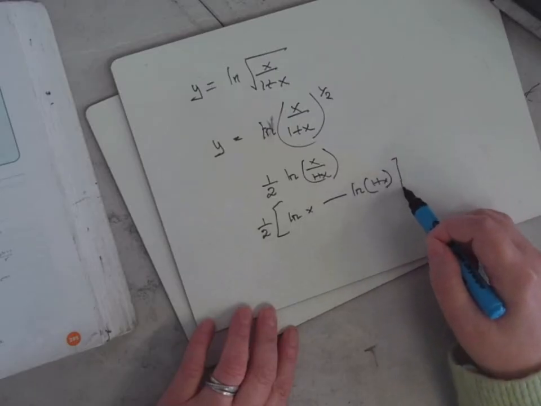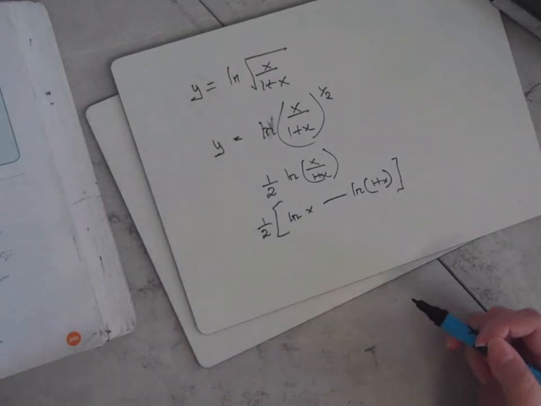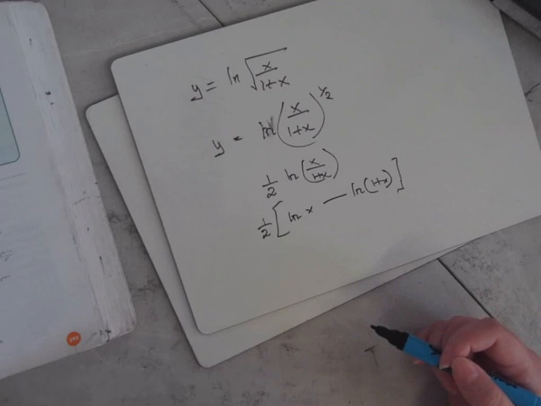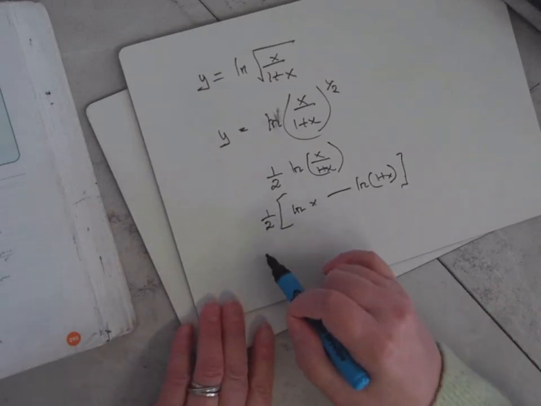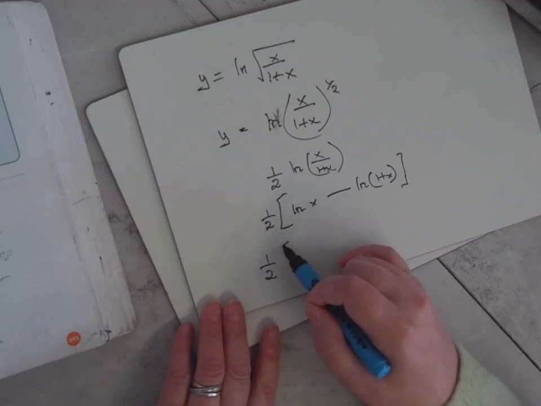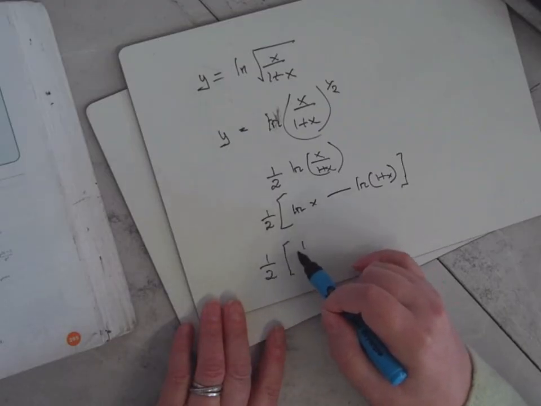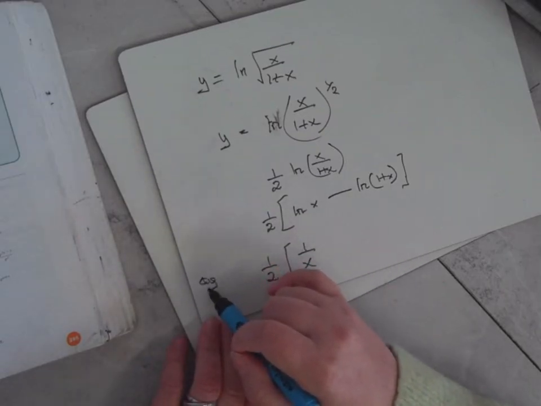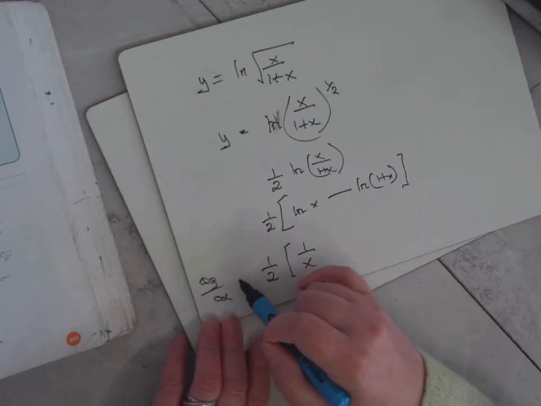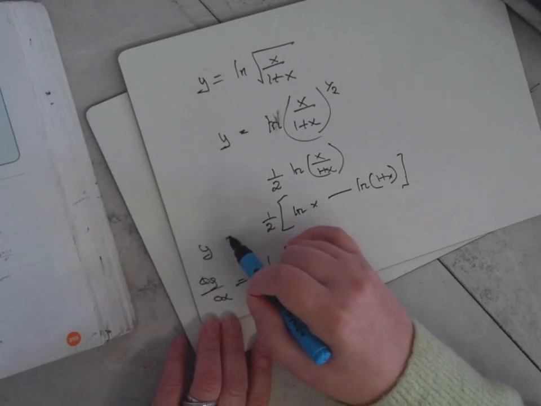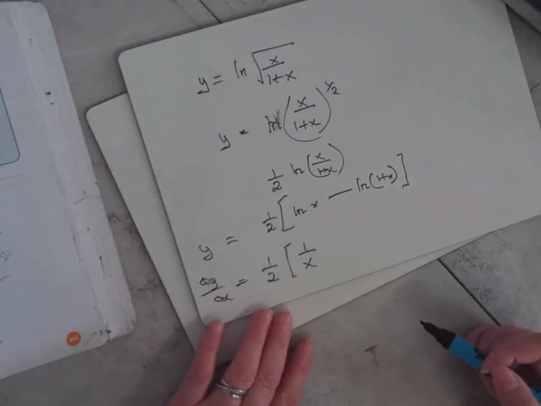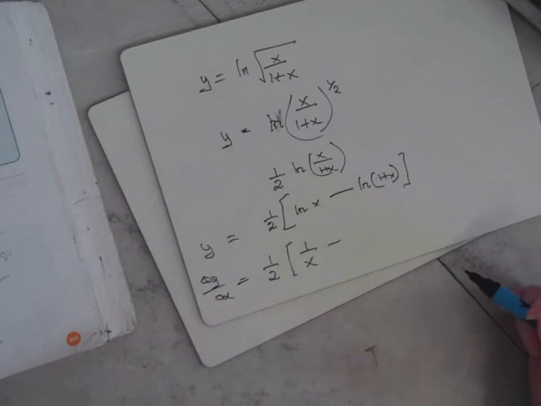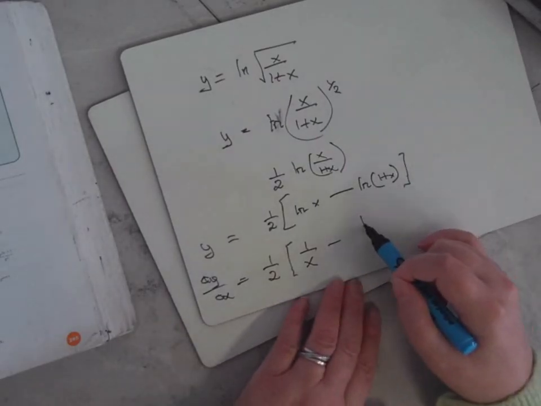Rules of logs: if you have a fraction, you can split it up and give them their own little log sign. Now it's way easier to differentiate. So the half stays out here. Differentiate ln x, what do you get? 1 over x. Sorry, this is where I'm differentiating, so I should put dy dx here. Here I haven't differentiated, I've just moved everything around. So a half times 1 over x minus what? How do I differentiate here? 1 over 1 plus x.